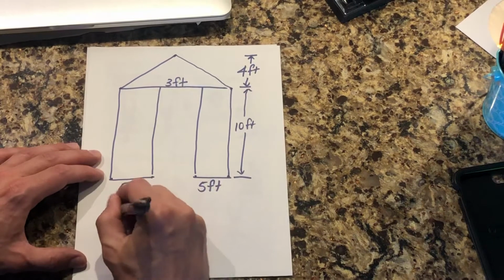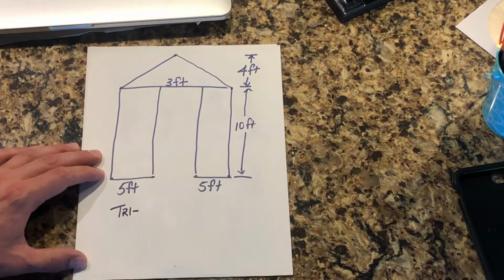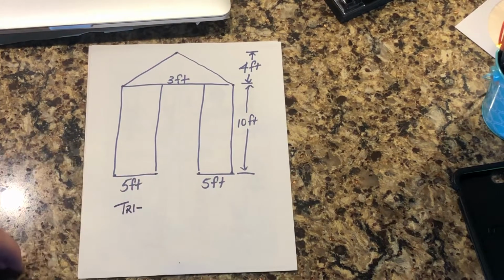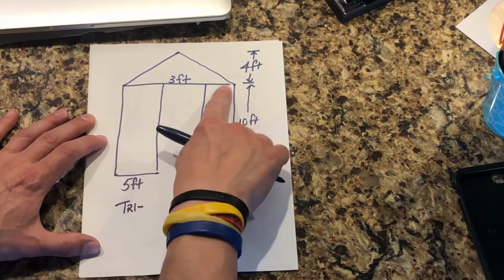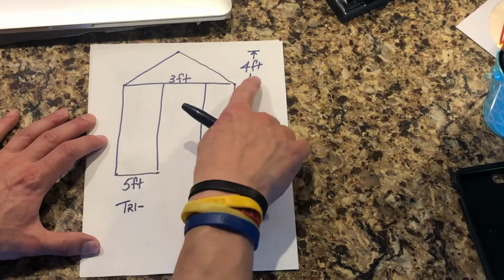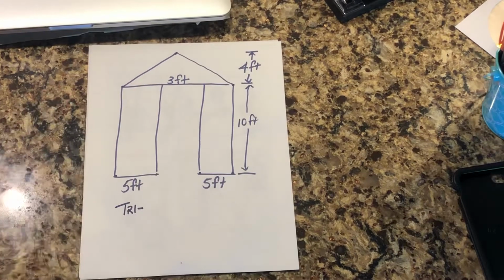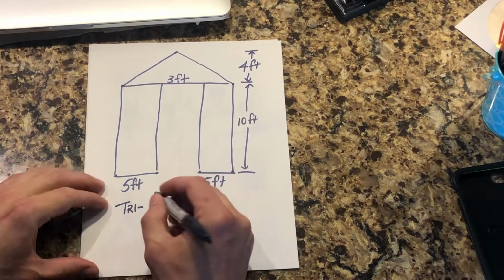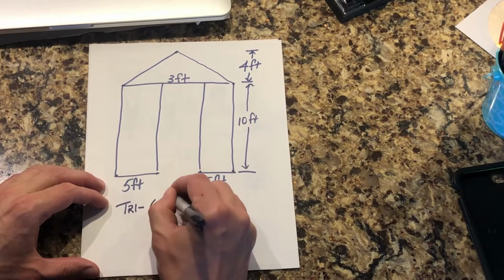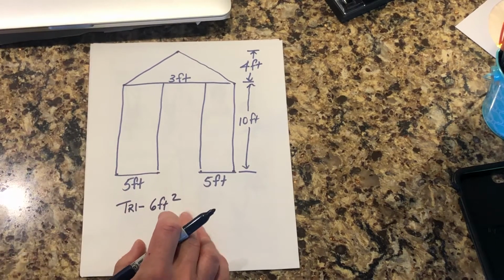So the first thing I see is a triangle, and the area of the triangle, I know is base times height divided by 2. So the base of this triangle is 3, and it says the height over here is 4. So 3 times 4 is 12, and don't forget to divide by 2, and 12 divided by 2 should be 6 feet. And we're going to have it squared because, again, we're finding area.